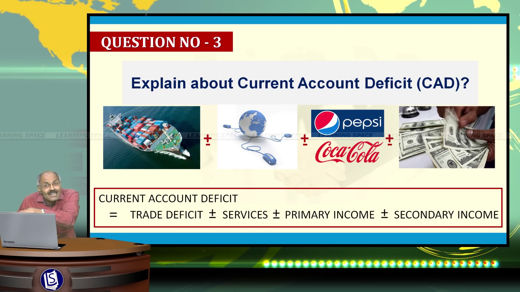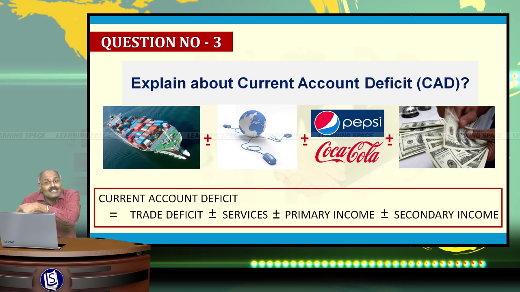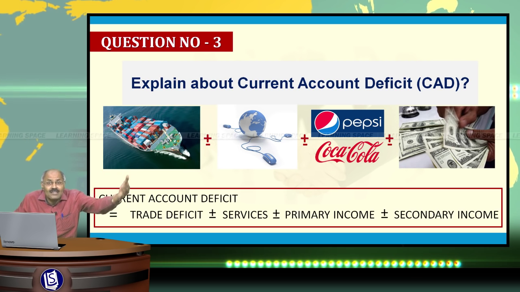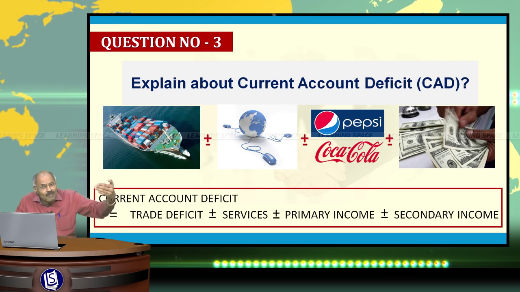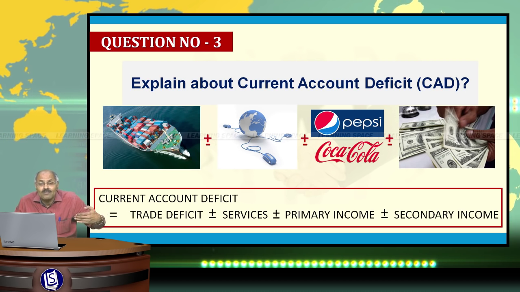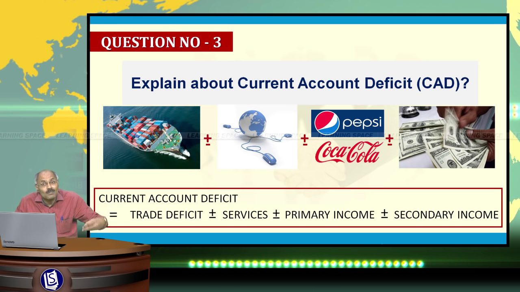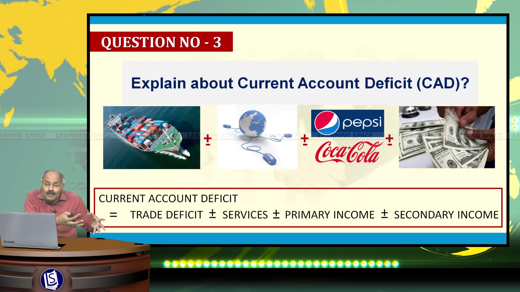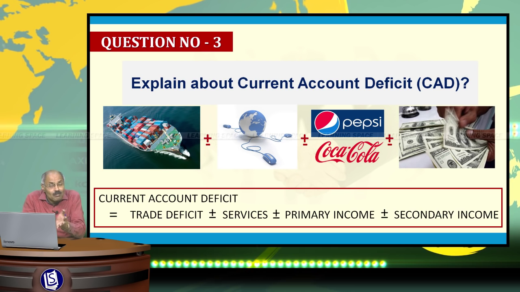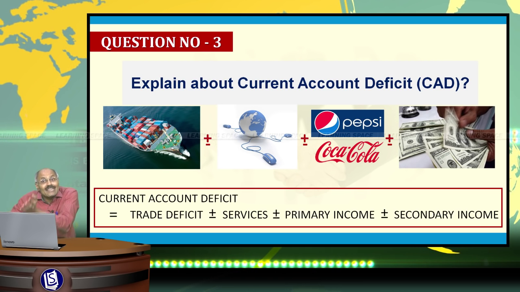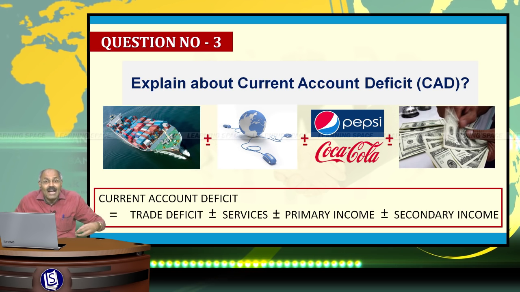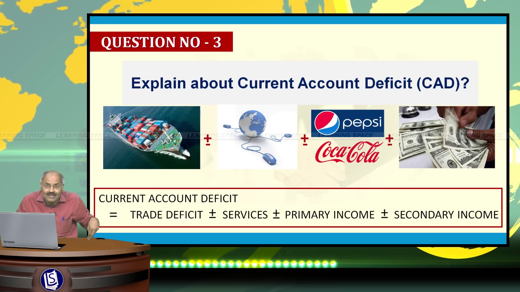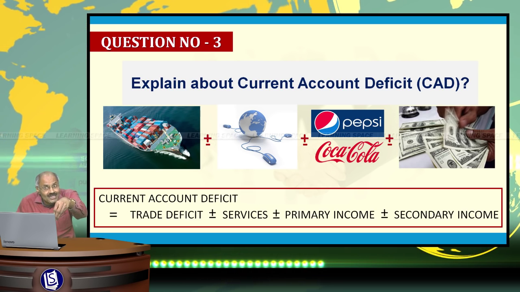Next, the last one is secondary income, or you can say that is foreign remittances. Several of our nationals are staying in the Gulf and America. They will send money to our country, to their parents, to their sisters, to their brothers. So that is around $70 billion plus for our country. So current account deficit is trade deficit plus services minus primary income plus secondary income. If you look at our country, the sum total comes to around $40 to $50 billion minus for our country. So this is current account deficit.